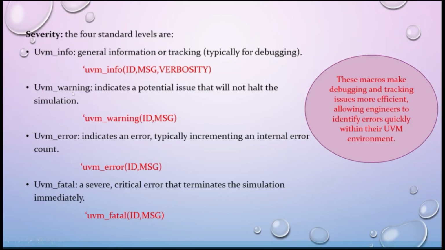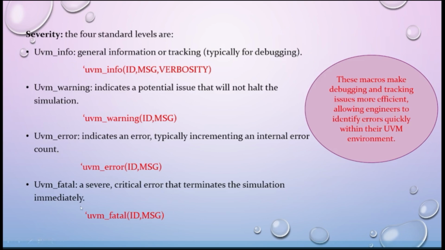Then coming to UVM_WARNING. Whenever there is an issue, but because of that issue there won't be much problem, that will be reported using UVM_WARNING, right? Then if there is any error, obviously it will be reported by the UVM_ERROR macro, right?